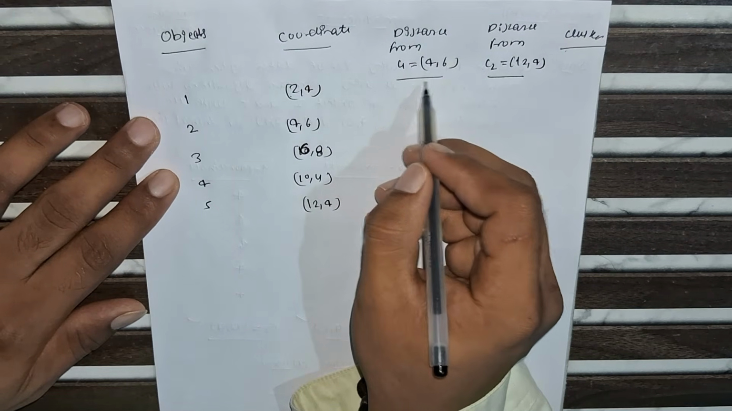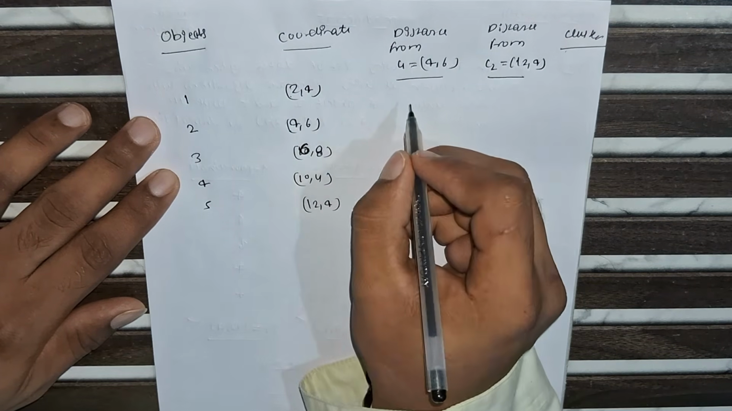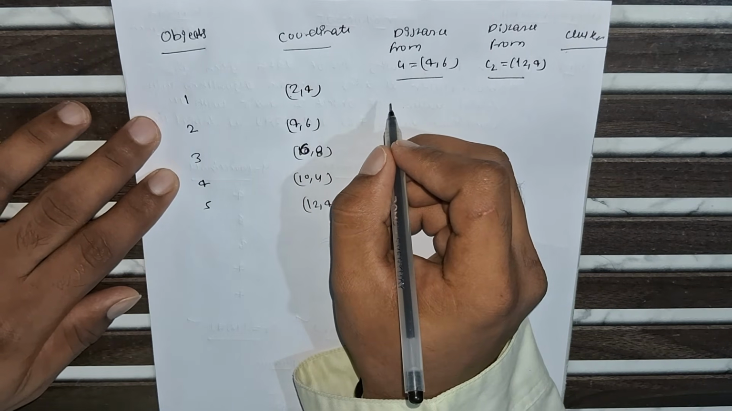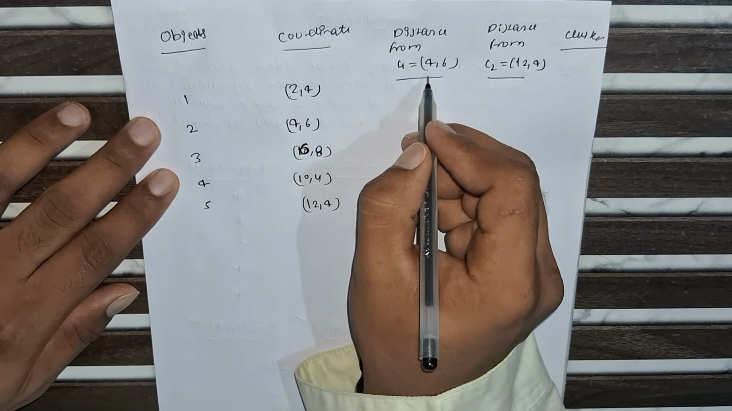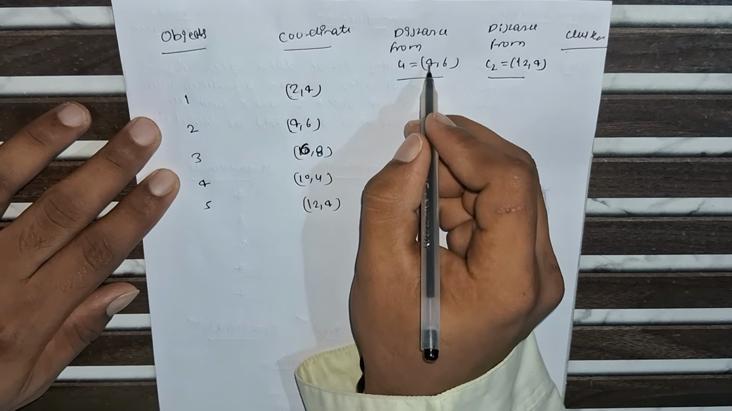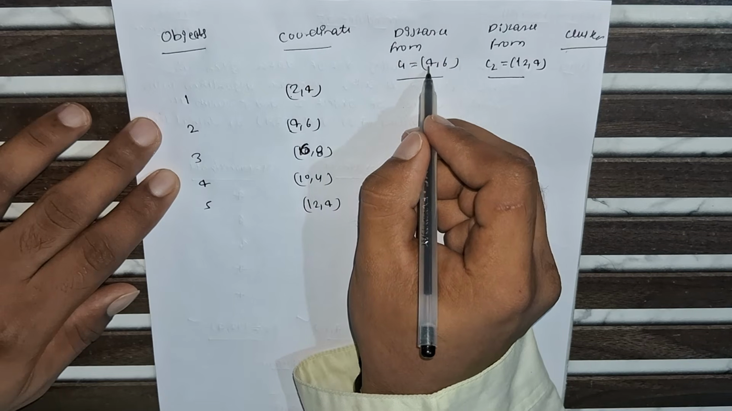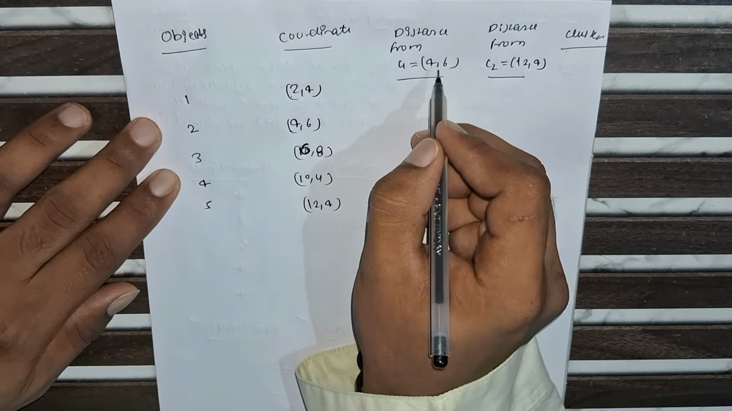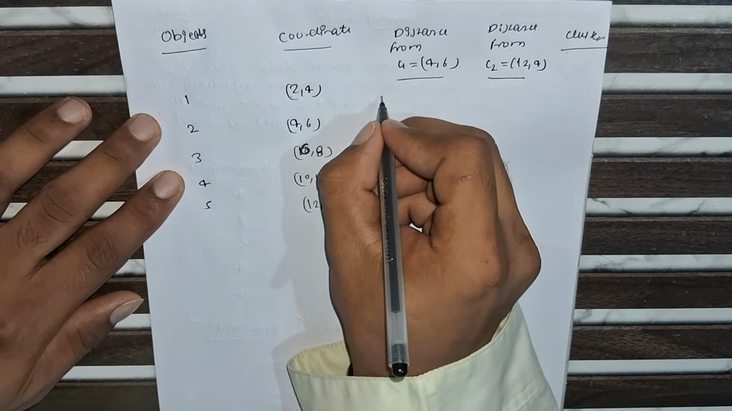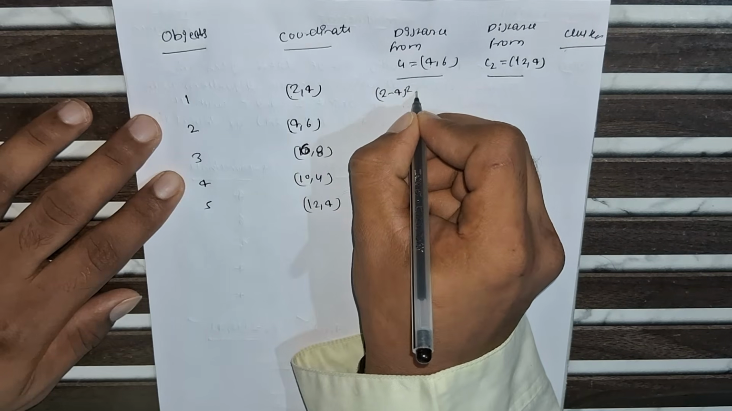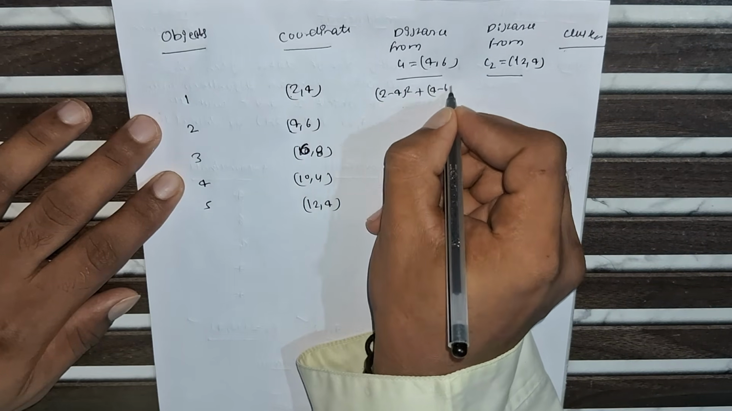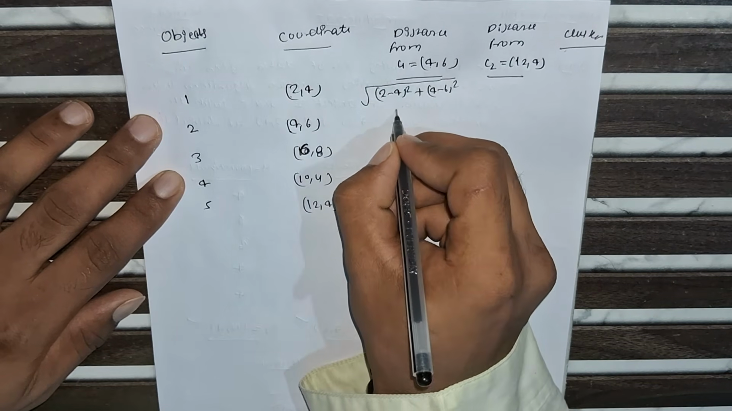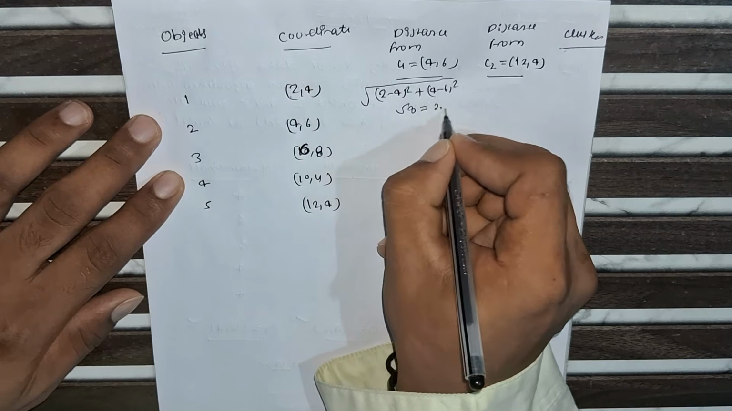Now we need to calculate the distance from C1 to each coordinate. The formula is under root (x2 minus x1) whole square plus (y2 minus y1) whole square. This is our x2 and this is our x1, our initial seed which is given in this question, nothing but x1, y1. So this is 2 minus 4 whole square plus 4 minus 6 whole square. This is the distance formula which we applied here. When you calculate it, it becomes under root 8 which equals 2.83.